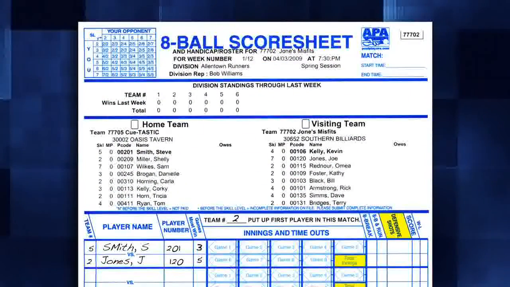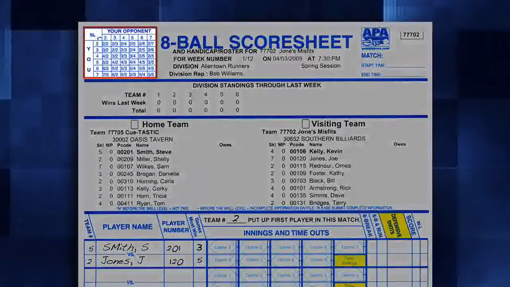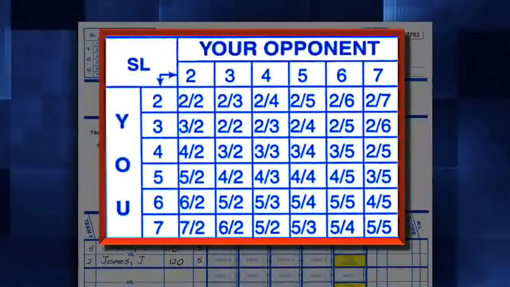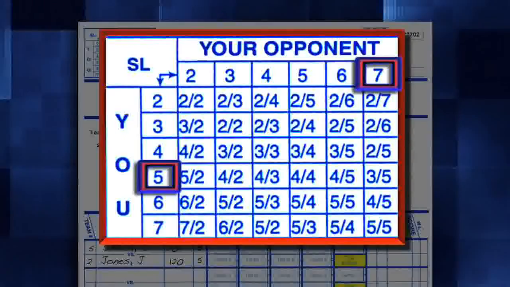To find out how many games Joe and Steve must win, see the Games Must Win chart shown here. The roster says Steve is a 5 and Joe is a 7, so it will be a 3-5 race.